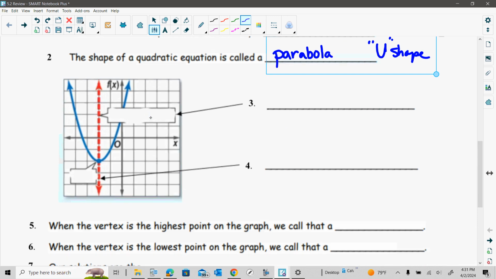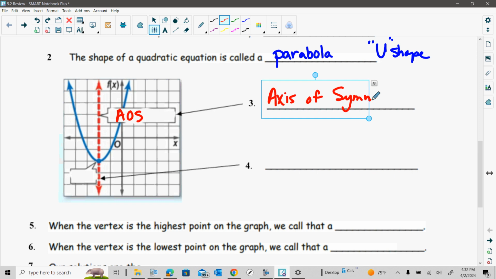Now, for the next two, we need to identify off a little picture. Number 3 is pointing to this red vertical line here, and we should recognize that as our axis of symmetry. I'll write it out here. Now number 4 is pointing to this little bullet point right there, and that is called the vertex. Hopefully you remember that. It's our turning point.